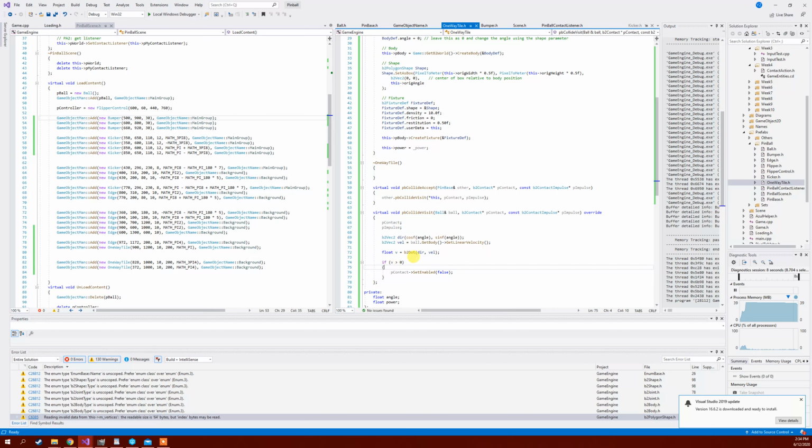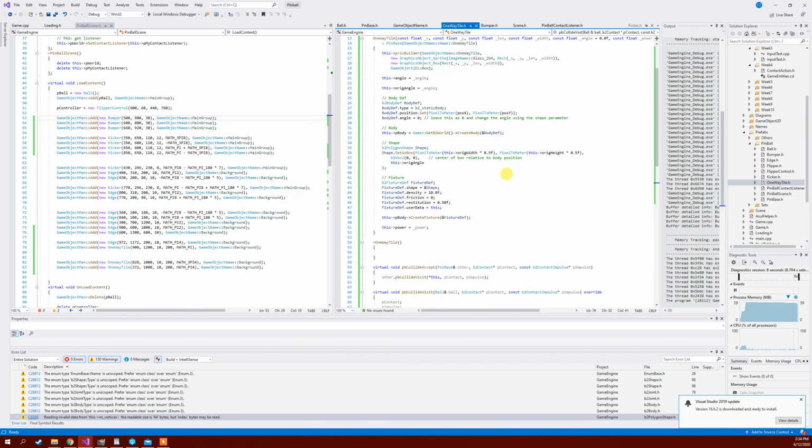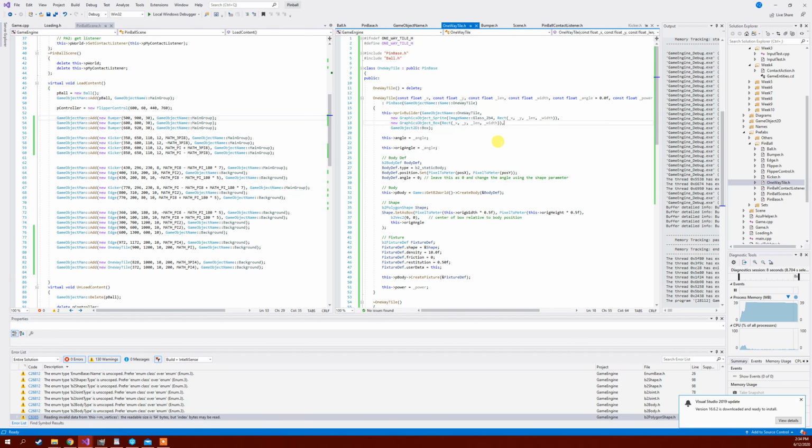If it's negative or 0, it means the ball is coming from the opposite direction, so I need to stop it. So I just don't run this line, and this one-way tile is going to act as a solid object to block the ball from moving.